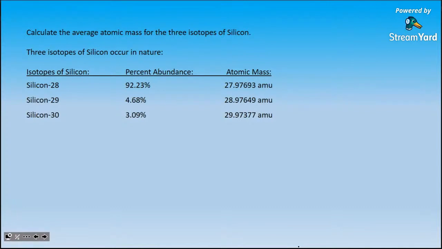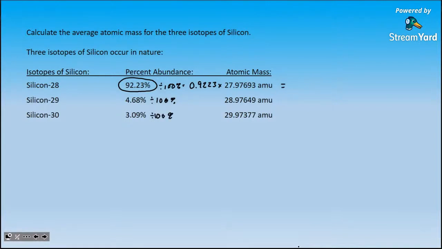There are actually two different schools of thought on this, but really and truly the math all comes out the same. Most textbooks are going to want you to take these percentages, that 92.23, and divide it by 100% and get a decimal of 0.9223, and then multiply that decimal by the atomic mass and get an answer. They would want you to do the same thing with the other two percentages as well.